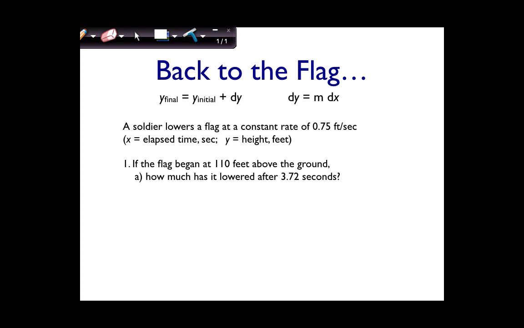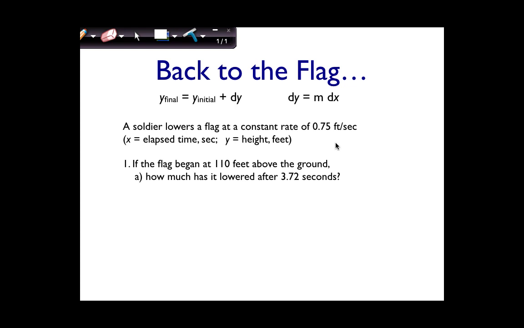But what I want to point out just with this first one is, so here's the first question. We've got a soldier lowering a flag, constant rate, 0.75 feet per second. The variables are defined, what quantity they're measuring, and what units they are. So X is measuring elapsed time in seconds, elapsed since he started lowering the flag. And Y was the height above the ground measured in feet. So this was all from last time. If the flag began at 110 feet above the ground, how much is it lowered after 3.72 seconds?